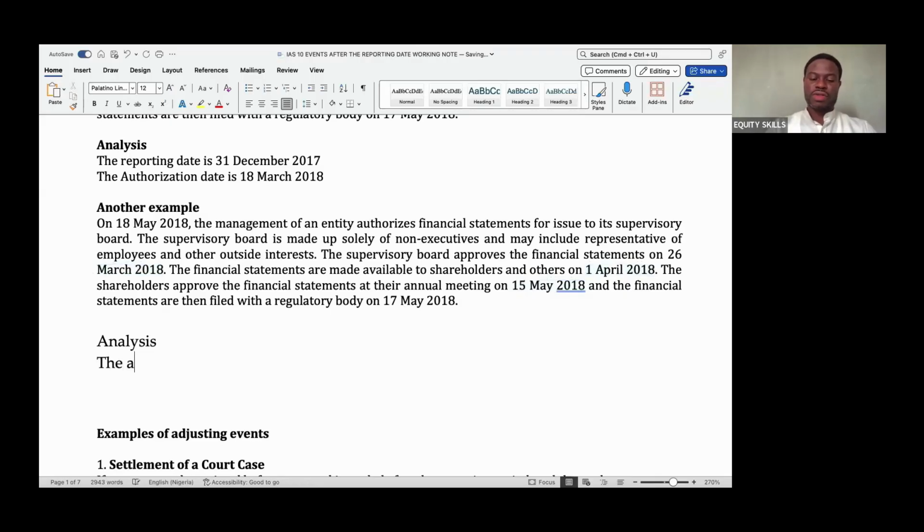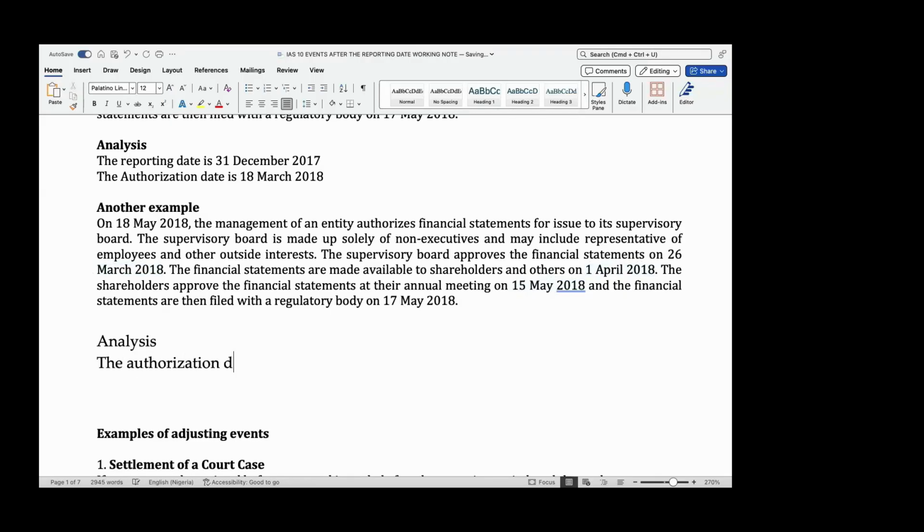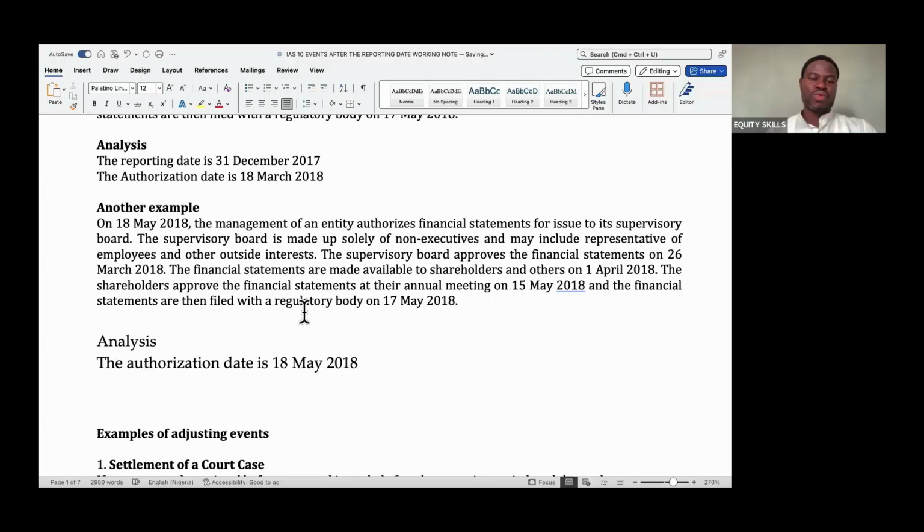So what's the authorization date here? 18th May. Okay, so whatever it is, the details they give us, we should focus on when the management authorizes it for issue, or when the management approves it, or when the board of directors approves it.